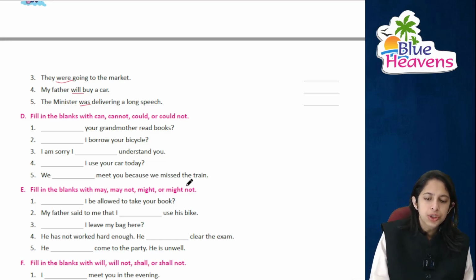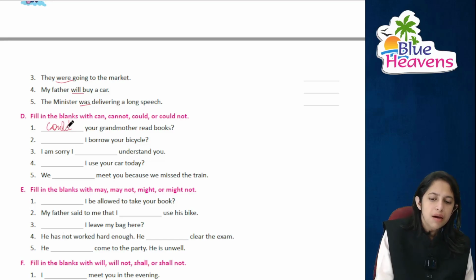Now you have to do the fill in the blanks with can, could, cannot, could or could not. Dash your grandmother read books. Could your grandmother, क्या वो किताबें पढ़ती हैं. Can I borrow your bicycle? क्या मैं आपकी बाईसाइकिल ले सकता हूँ. I'm sorry, I dash understand you. I cannot understand you.